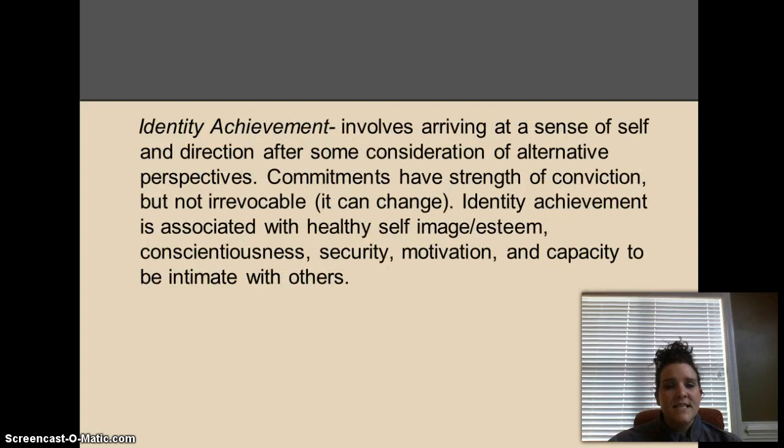And then you have identity achievement. It involves arriving at a sense of self-direction after some consideration of alternative perspectives. Commitments have a strength of conviction, but they can change. They're not irrevocable. Identity achievement is usually associated with a healthy self-esteem, a healthy self-image. You have security, motivation, the capacity to actually be intimate with others.